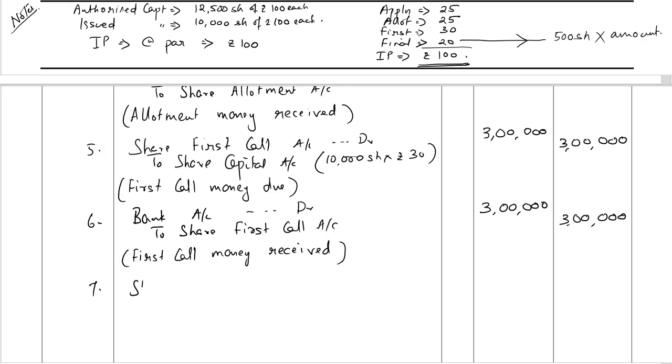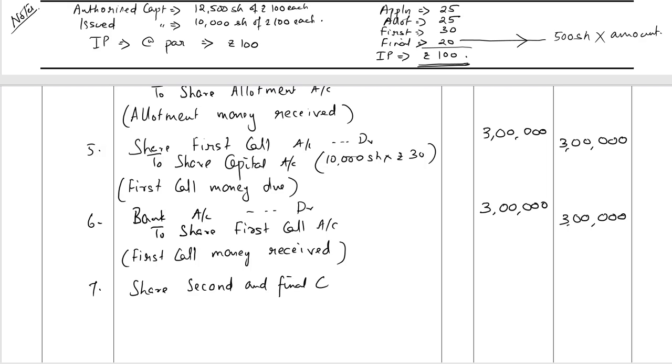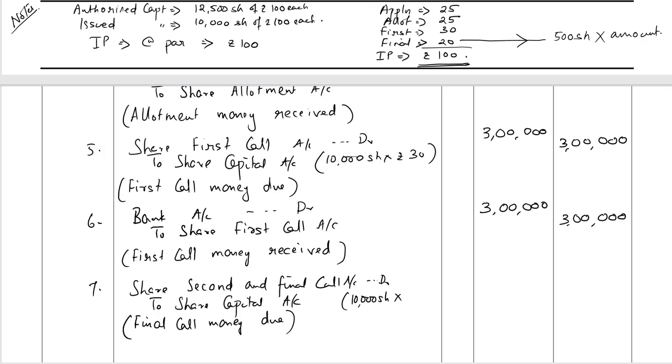Seventh entry is to make the share second and the final call due. Share second and final call account debit to share capital account for final call money due, the amount due on 10,000 shares at the rate of rupees 20 per share comes up to 2 lakh rupees.